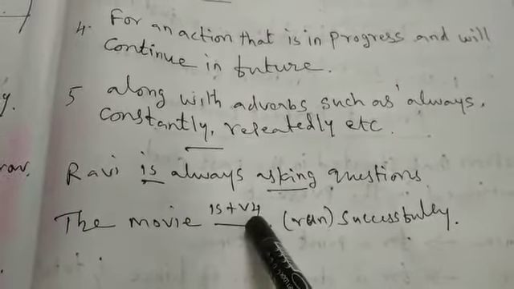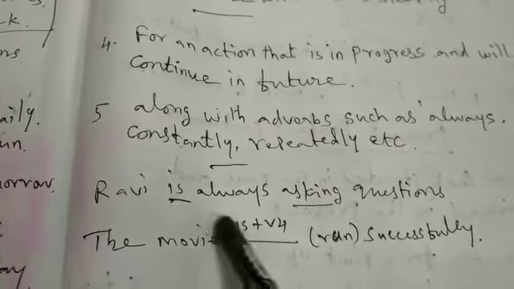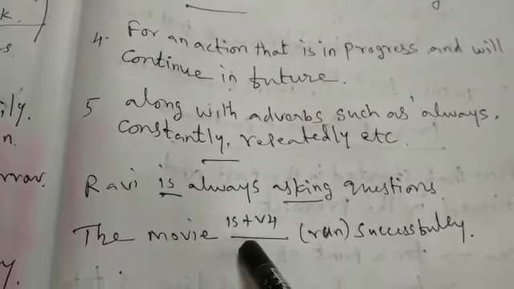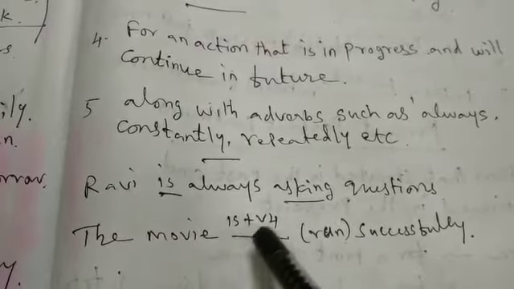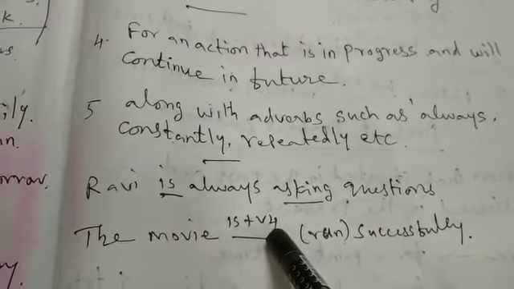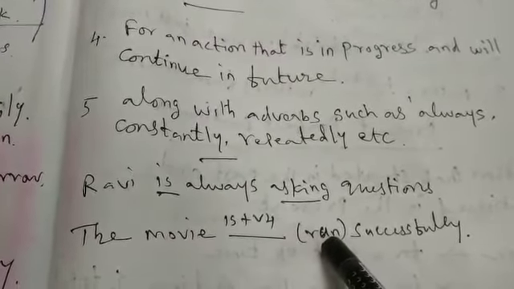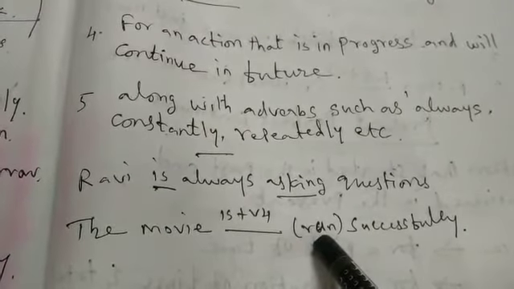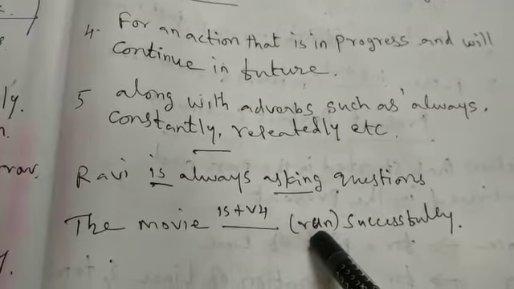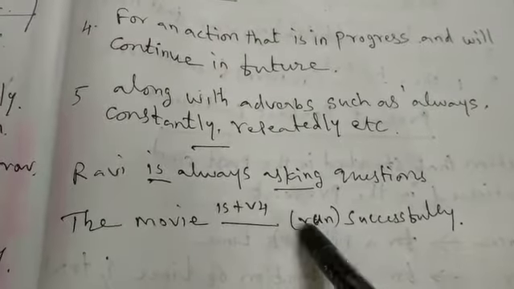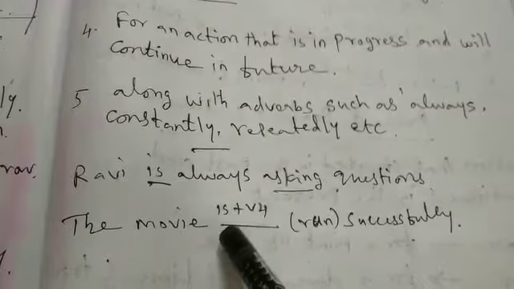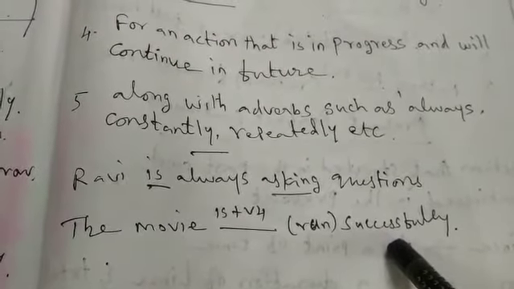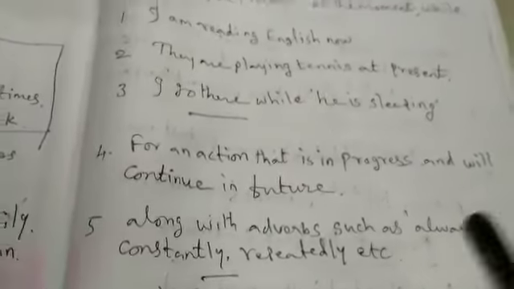is plus V4. The movie is a singular subject, so you use the singular be form verb "is". Then you use the be form plus V4 of the given verb. The given verb you find here is "run". What is V4 for this verb run? Running. So the movie is running successfully. Okay, this is present continuous tense.